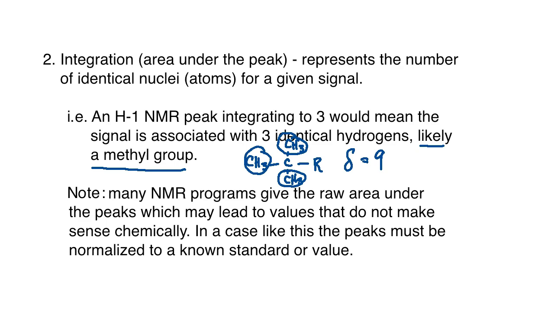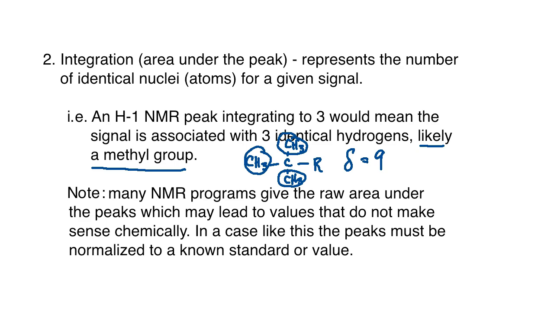Now, if you're sitting there logically thinking about, I have an organic structure, and you come up with an integration of 9, you know that no carbon could have 9 hydrogens on it. So you have to be able to consider equivalency and what else could be there, because it is very common that you can get integrations of 9, 6, higher numbers like that.